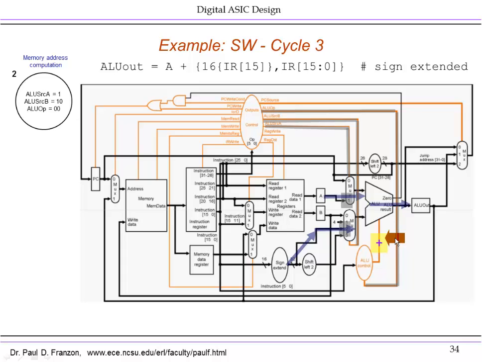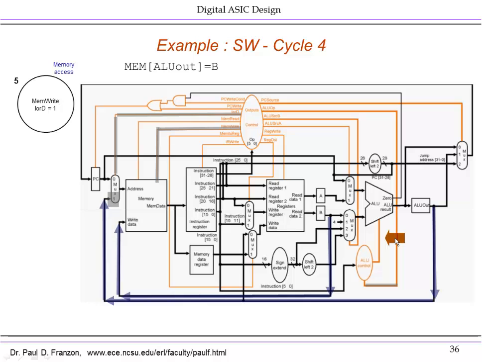This calculates the address for a store word. This completes the store word. That is ALU out goes to the address of the memory. B goes to the write port, the write data port for the memory.